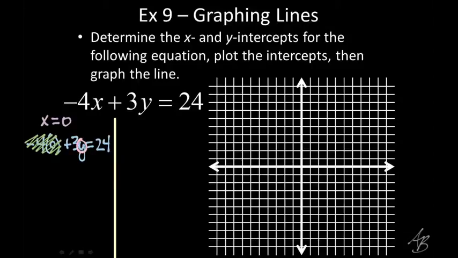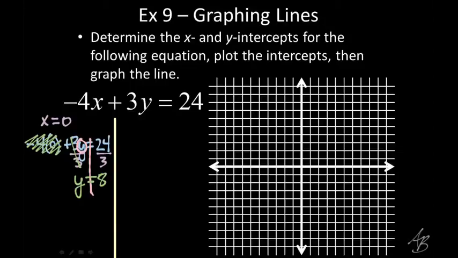Circle the variable, draw the line of equality. Now there's only one thing we have to get rid of to get y by itself, which is the 3. So how do I get rid of that 3? Divide by 3 on each side. And when those 3's cancel each other out, we get y equals 8.